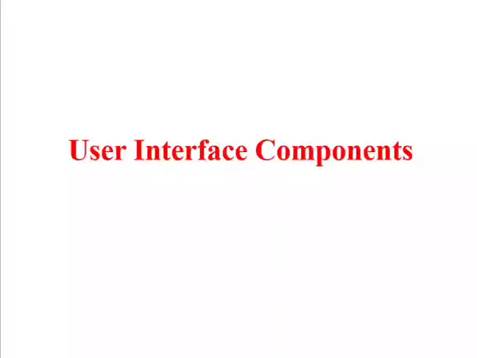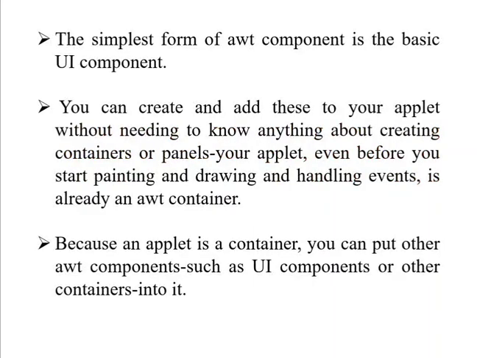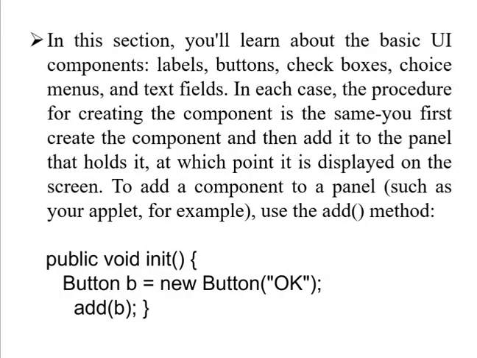Because an applet is a container, you can put other AWT components such as UI components or other containers into it. In this section, you will learn about the basic UI components, that is label, button, checkbox, choice, menu and text field. In each case, the procedure for creating the component is the same: you first create the component and then add it to the panel that holds it, at which point it is displayed on the screen. To add a component to a panel such as your applet, use the add method. This is the method to generate processing for creating the component.